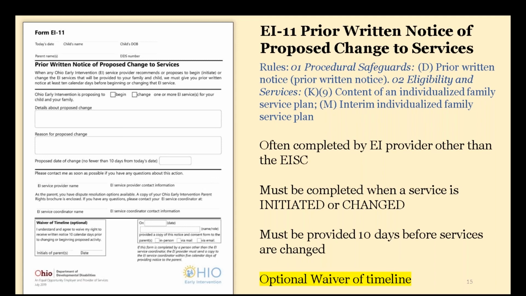The second part of when this form is used is new. It's completed at each IFSP meeting when a service is initiated or changed. Generally, the EI service coordinator will summarize the IFSP team's proposed changes on this form at the IFSP meeting and provide the form to the parent or parents. This is completed before obtaining consent on the IFSP itself. As with all required prior written notices, the notice must be provided 10 calendar days before the services are changed. However, the parent has the option, as before, to waive the 10-day prior written notice.